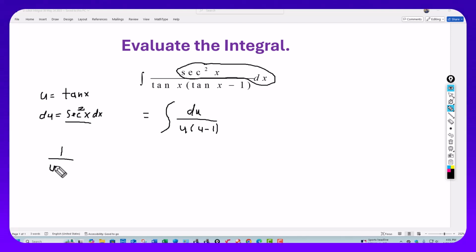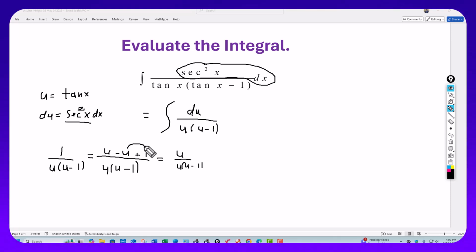You can use partial fractions on this one because you have distinct linear factors. There's not much algebra in this one, but you can also do it this way, with the old little trick of adding 0. U minus u is 0, plus 1, so we haven't changed it yet. So I'm going to break this up: this will be u over u times u minus 1.